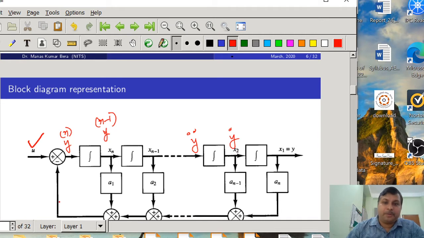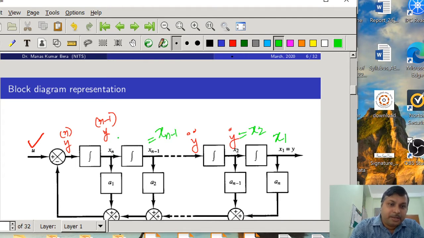In this way we have represented it, and the hint is that the output of each integrator will be a state variable. That's why all the outputs of the integrators are marked as state variables. The output of the first integrator is x1, the output of the next integrator we have named x2, and like that, this will be xn minus 1, already defined, then xn, and this basically represents xn dot.